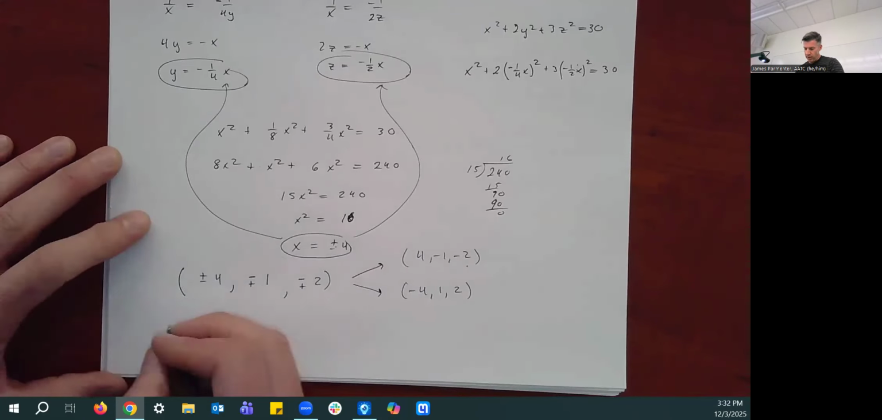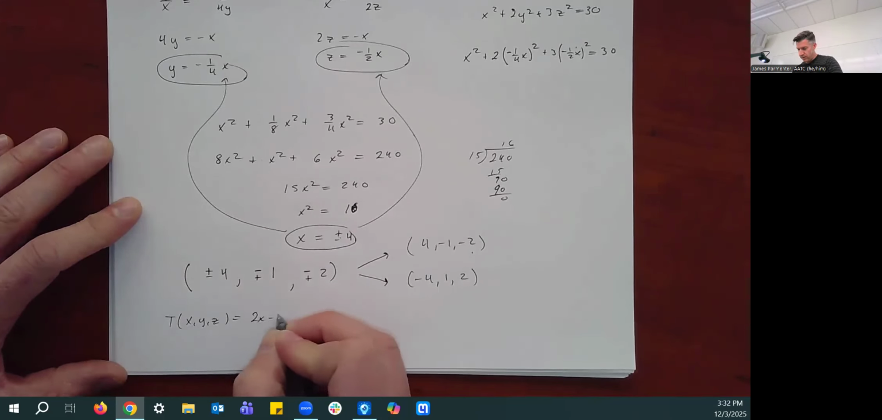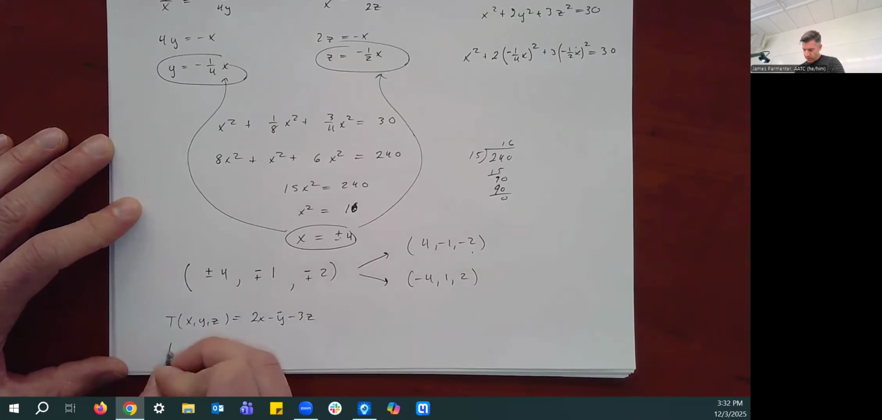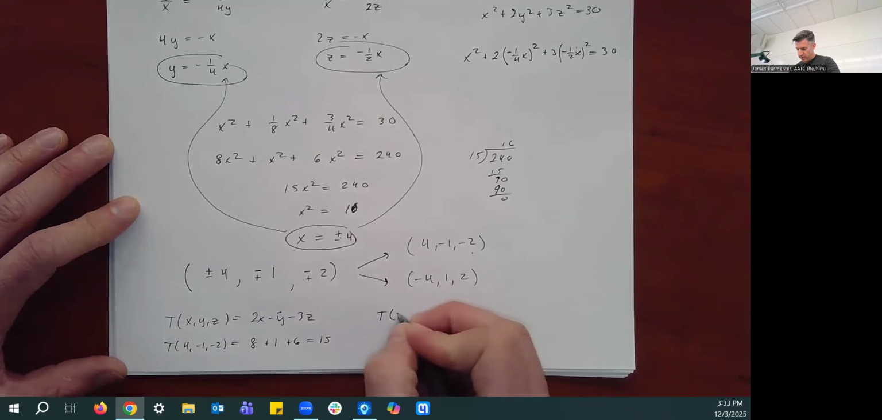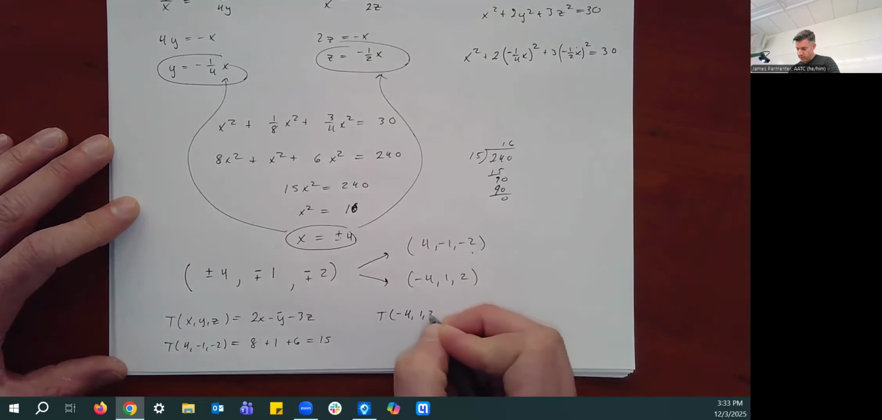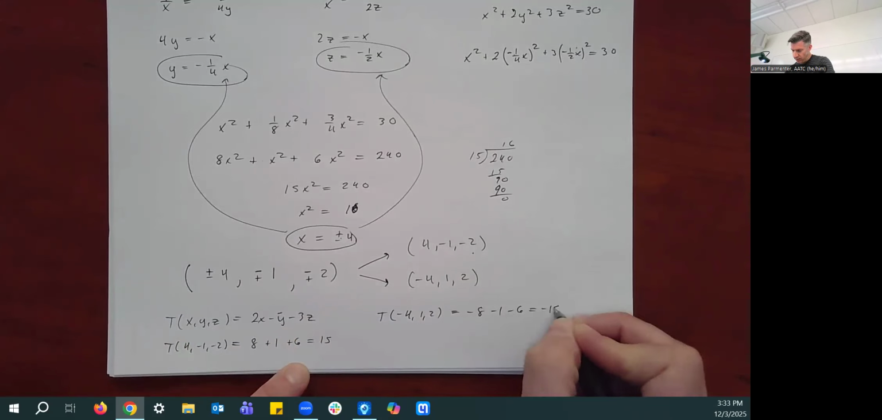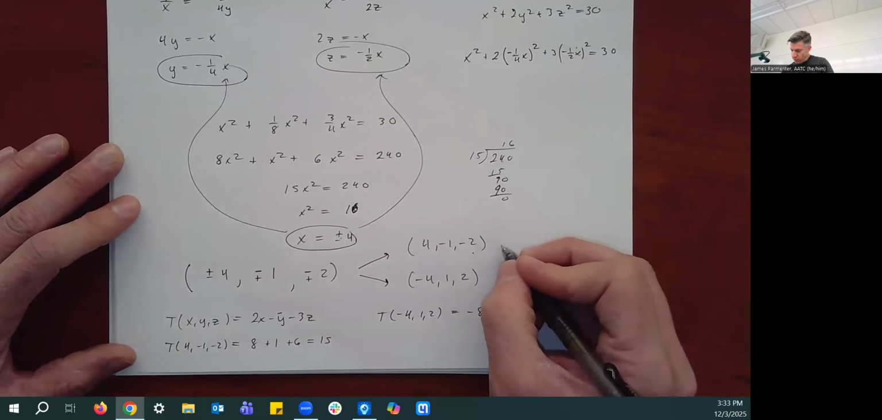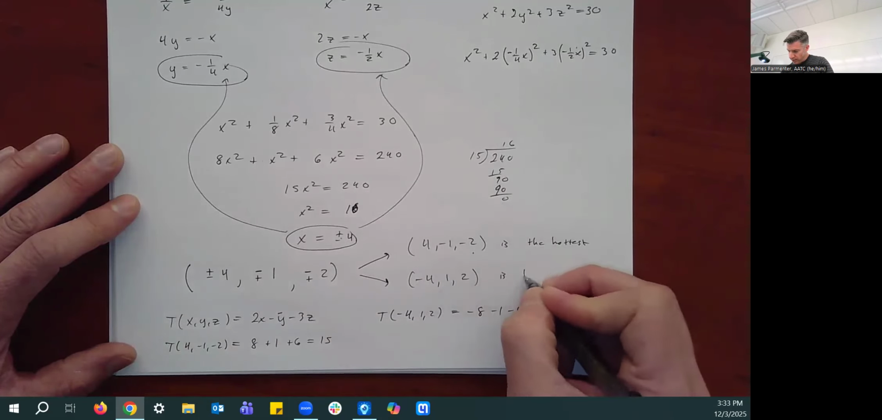So the temperature at the point (x, y, z) is equal to 2x minus y minus 3z. And if we plug in this point, the temperature at (4, -1, -2) is going to be 2 times 4 minus negative 1 minus 3 times negative 2, which is 15. And the temperature at the other point is probably going to be the opposite of that. It's going to be 2 times negative 4 minus 1 minus 3 times 2, which is negative 15. So (4, -1, -2) is the hottest point, and (-4, 1, 2) is the coldest.